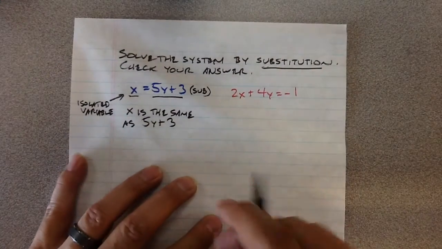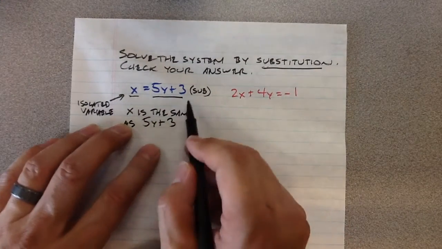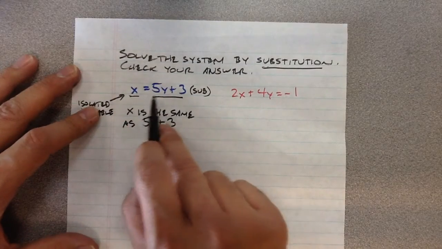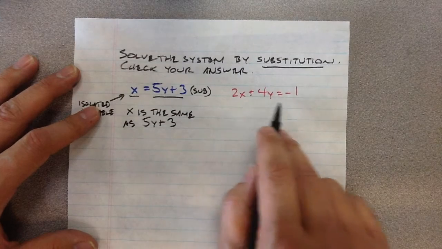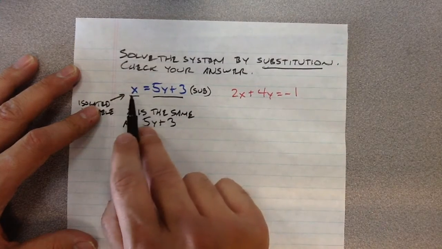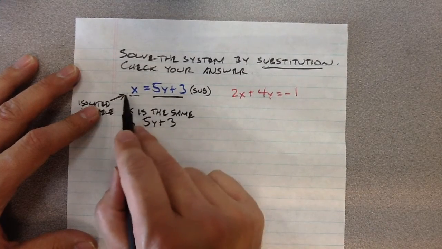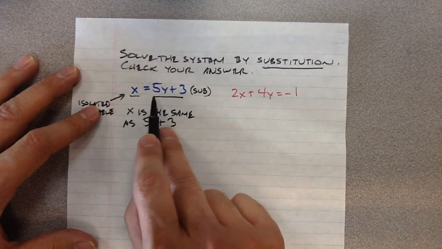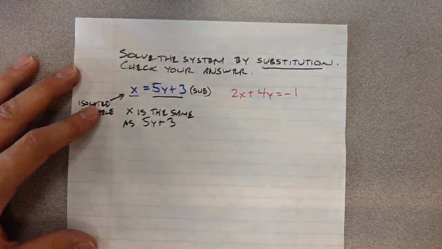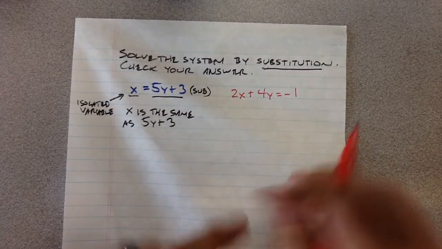Now that we've identified this as the substitution equation, this is basically telling us what to do. It's telling us to go to this other equation that we haven't touched yet and make this substitution. Everywhere we see x, we're going to swap it out and swap in its equivalent, 5y plus 3. So I want to take this other equation, the one I haven't touched, and again, I'm going to swap out x.